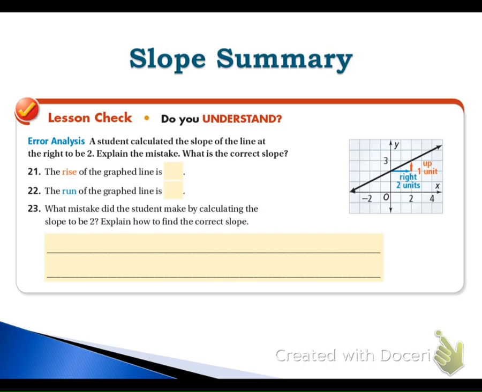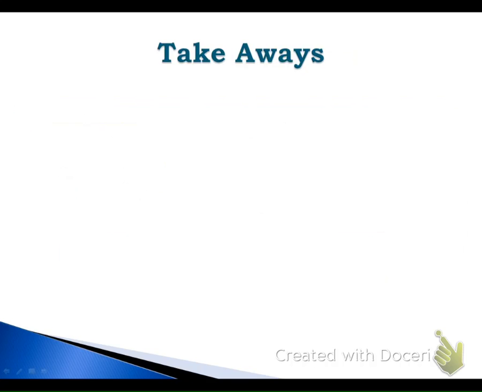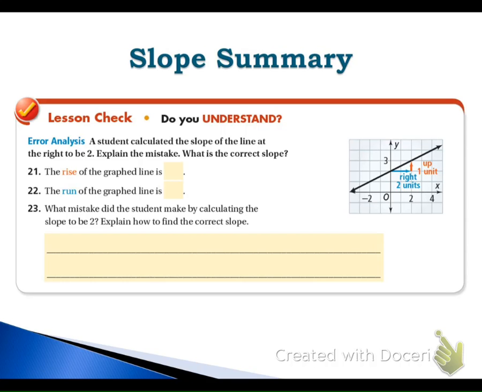So in this example here, our rise is 1. The rise is 1, the run is 2. And they want to know what mistake did the student make by calculating the slope to be 2 in this case. Well, it's rise over run, so the answer for slope should have been 1/2, but they said they got a 2. What did they do? They put their run over their rise.